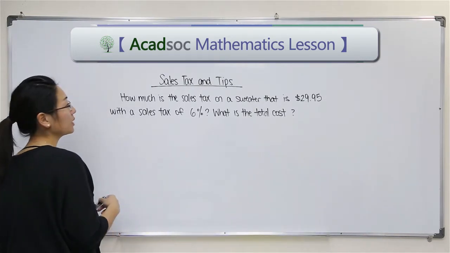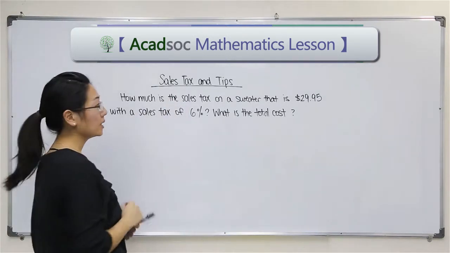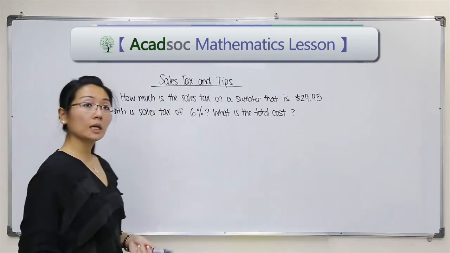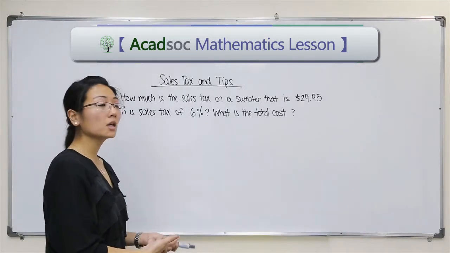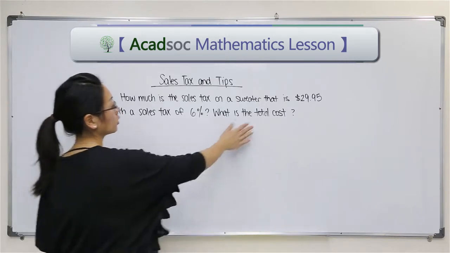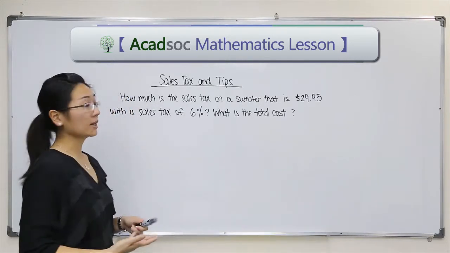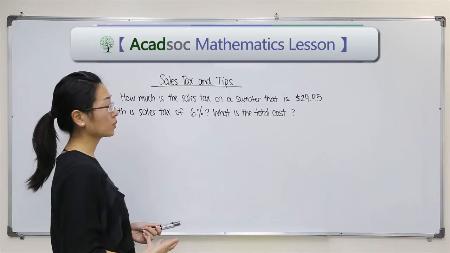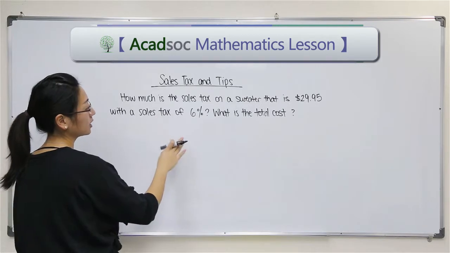The first one is just basically finding out what's the amount of sales tax first. And a tax means you pay extra money, because those are extra that you have to pay to the state, to the government. So to find the total cost, you have to add the amount of sales tax to the cost of the sweater. So what we can do first is find the amount of sales tax.